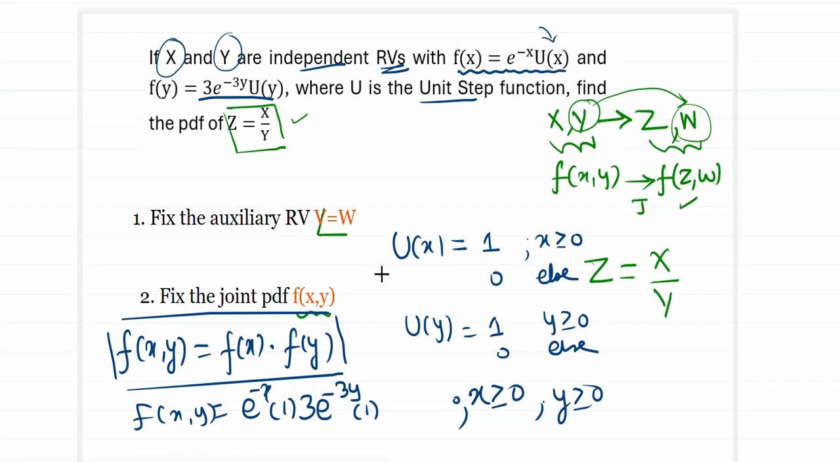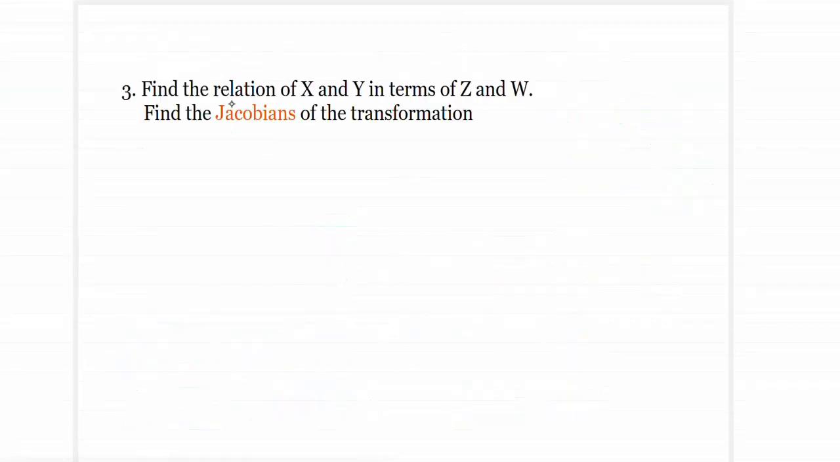So the first two steps are over. We move on to the third step. What is the third step? Find the relationship of x and y in terms of z and w.